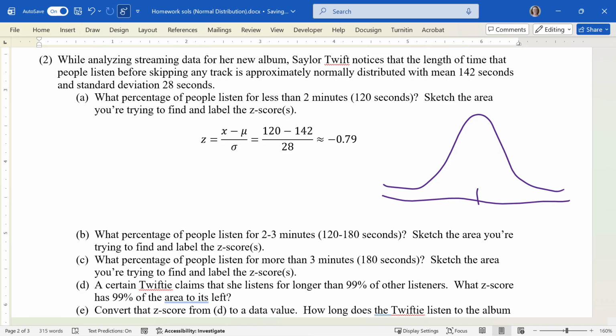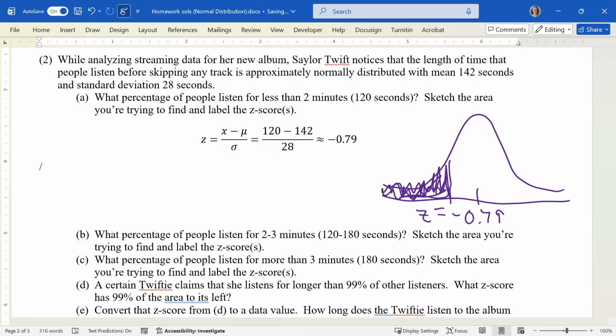That's the 0 z-score. So my z-score is to the left of it, so I'm going to put my z-score here. So that is z equals negative 0.79. That's a thumb 9, sorry about that. And then I want to know what percentage of people have a z-score that is less than that. So I'm looking for this part of the distribution. Okay, I want to know what is the area here.